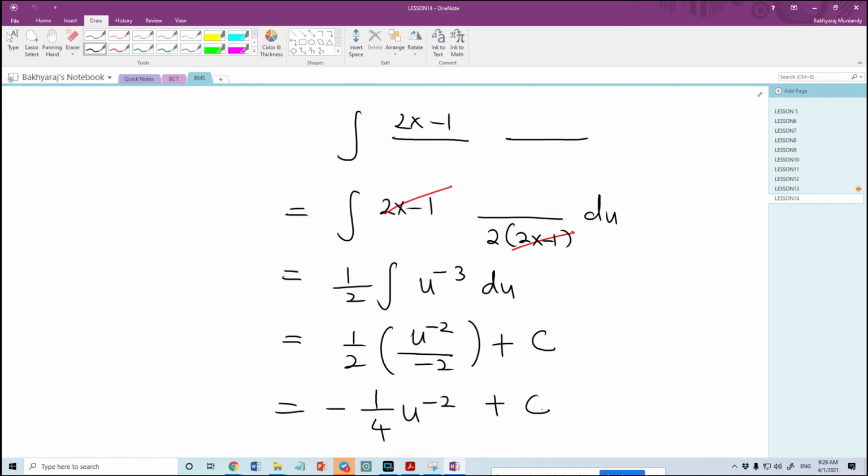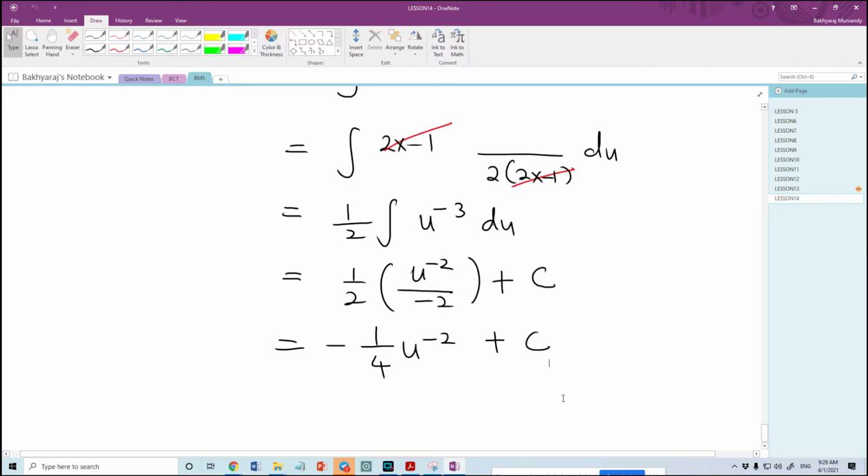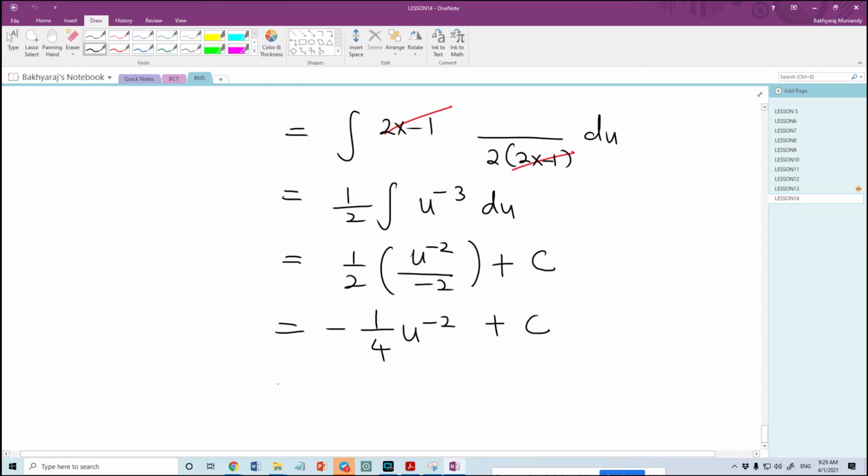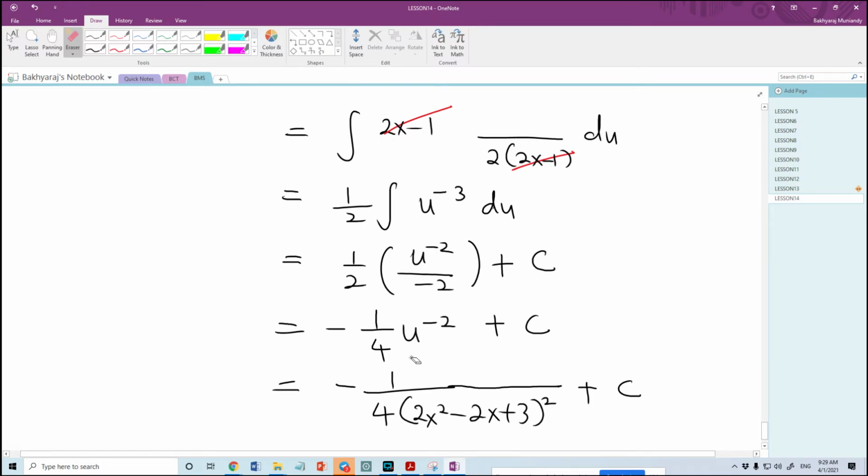Since it is negative, it means we must put it at the bottom. So you get negative 1 over 4 times u, and our u is actually 2x squared minus 2x plus 3, and then to the power of 2, plus c. Okay, this is what we get.